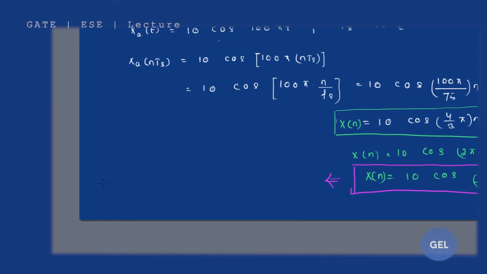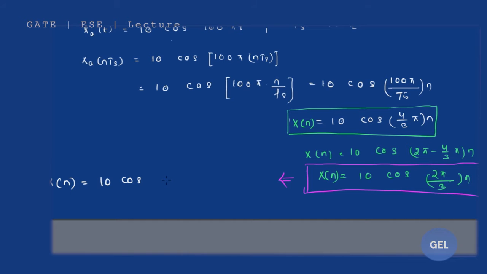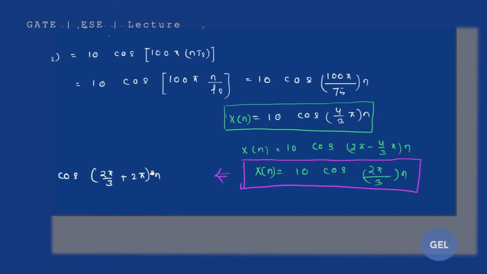That means that function will be x of n. Okay, let me write it down in white. x of n equals 10 cos(2π/3 + 2πn). Listen to this: 2π/3 plus 2π into n. That has to be situated plus 2π distance. You got this idea? This is a very, very core idea.